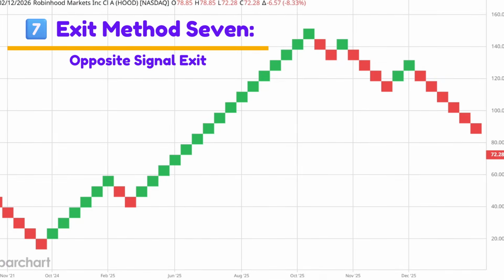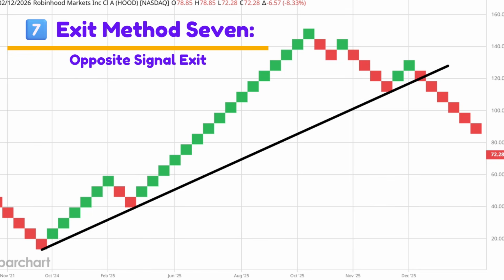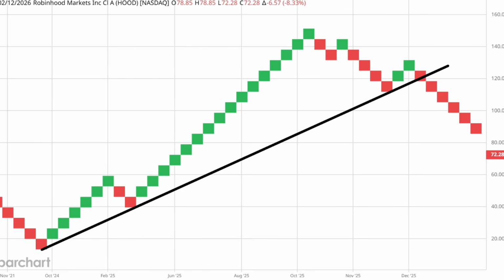The final method is the pure trend-following approach. You stay in the trade until an opposite Renko signal appears. This can capture very large trends. But it also means accepting larger drawdowns during pullbacks. This approach fits traders who want to follow major moves rather than optimize every trade.